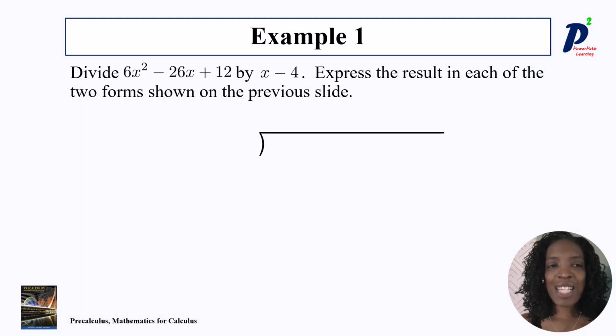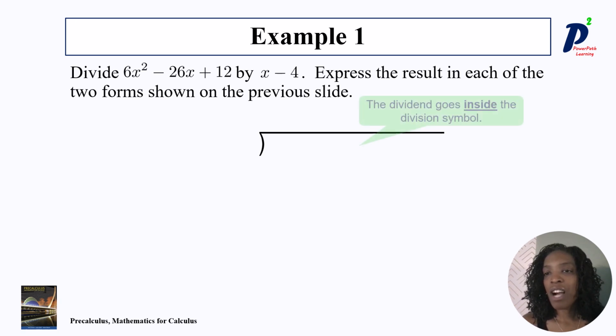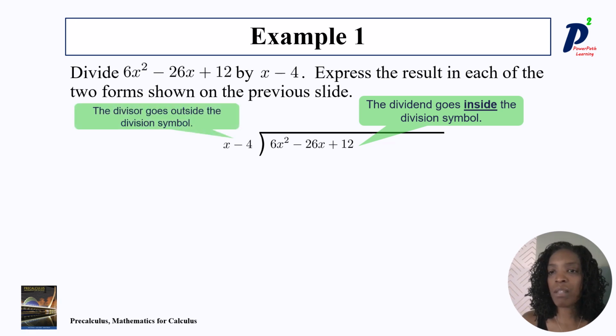Let's begin with 6x squared minus 26x plus 12, and we want to divide it by x minus 4. First, our dividend goes inside the division symbol and the divisor goes outside the division symbol. We do not have any placeholders in this case, so we can just get started. I use the phrase daddy, mommy, sister, brother to remember the steps. Daddy stands for division. We always begin by dividing our leftmost terms.